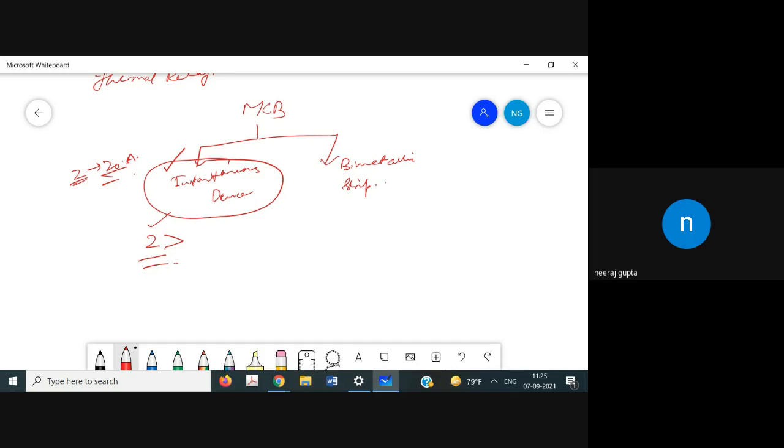Now, let us suppose that the magnitude of the current is 3 or 4 ampere. Then in that case, the instantaneous operation is not provided. Now, what happens? In that case, the bimetallic strip comes into the picture, and depending upon this bimetallic strip, it operates. So the MCB consists of the instantaneous device and the bimetallic strip.